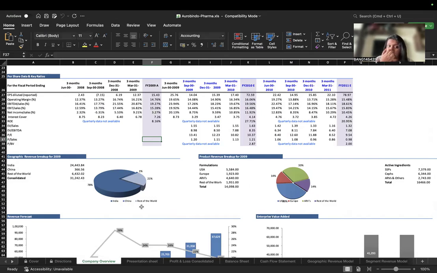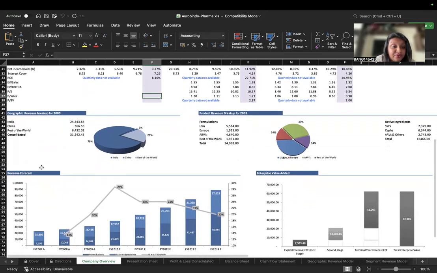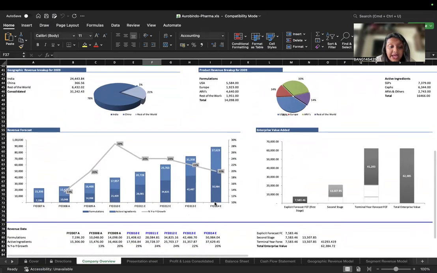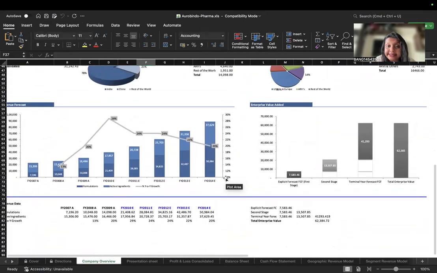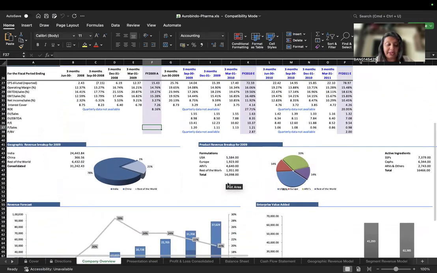Let's talk about this company overview. As you can see here, they have given per share data and key ratios. Here is the geographic revenue breakup for 2009. Here is the product revenue breakup for 2009. Then we can see the revenue forecast and enterprise value added, and these are the data which I will be explaining one by one.